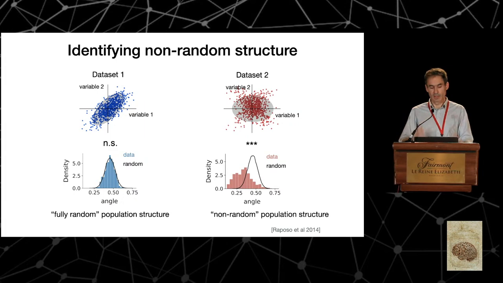And then the question is, is the underlying data set different from the fitted Gaussian or not? This is usually addressed by looking at summary statistics, so I'm not going to go into the details of that. Basically, we get a comparison between the data and the fitted Gaussian distribution. If the difference is not significant, then we call this a fully random population structure, or no structure. While if the distribution deviates from Gaussian, then we call this a non-random population structure, in the sense that there is structure additional to just a simple Gaussian.